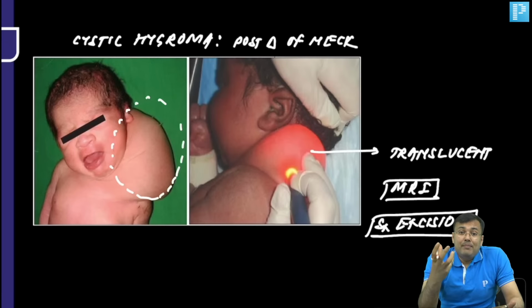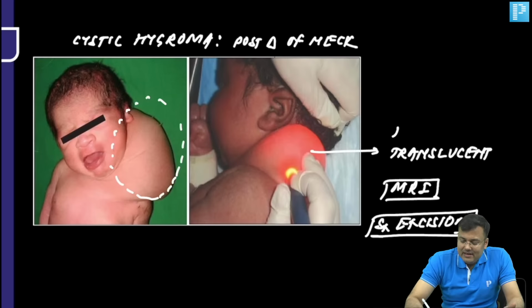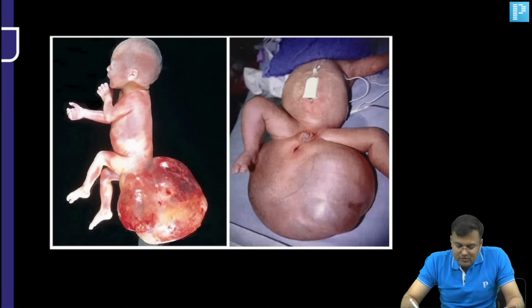नो, मेनिंगोसील इज ब्रिलियंटली ट्रांस इल्यूमिनेंट. ये है ब्रिलियंटली ट्रांसलूसेंट. दिस इज ब्रिलियंटली ट्रांसलूसेंट. क्लियर? Brilliantly translucent. Now see this next one.